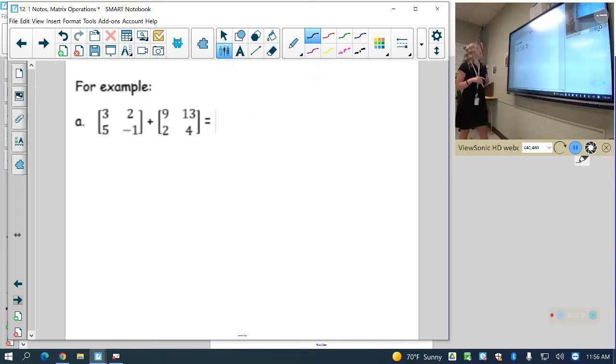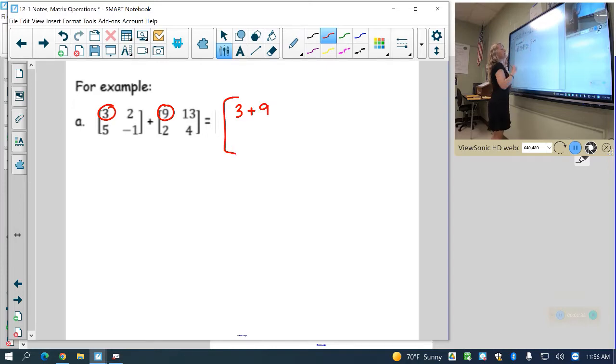So what does that mean? For example, this is a 2 by 2 matrix and this is a 2 by 2 matrix. So we're going to go ahead and add these matrices. What that means is I'm just going to add this one that's in row 1, column 1 to row 1, column 1. So we just have 3 plus 9 is going to be in that spot. And then I'm going to take row 1, column 2 plus row 1, column 2, which is 2 plus 13. And that goes here. Then row 2, column 1, 5 plus 2 is here.